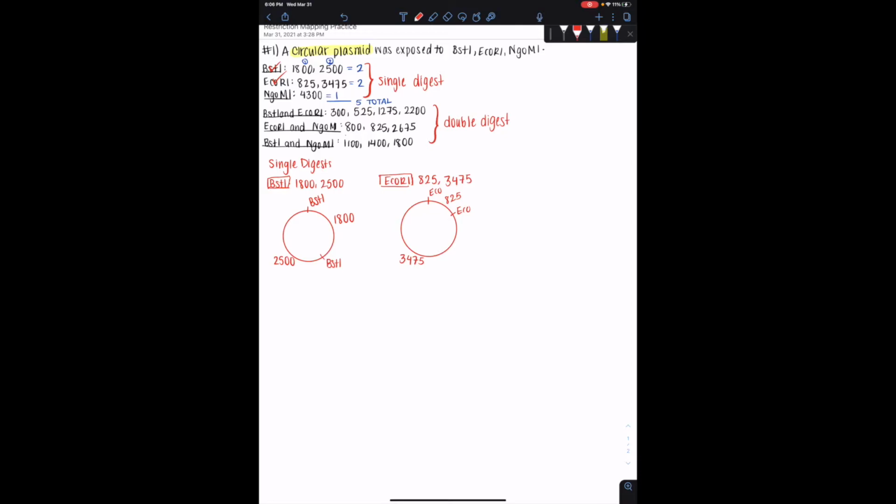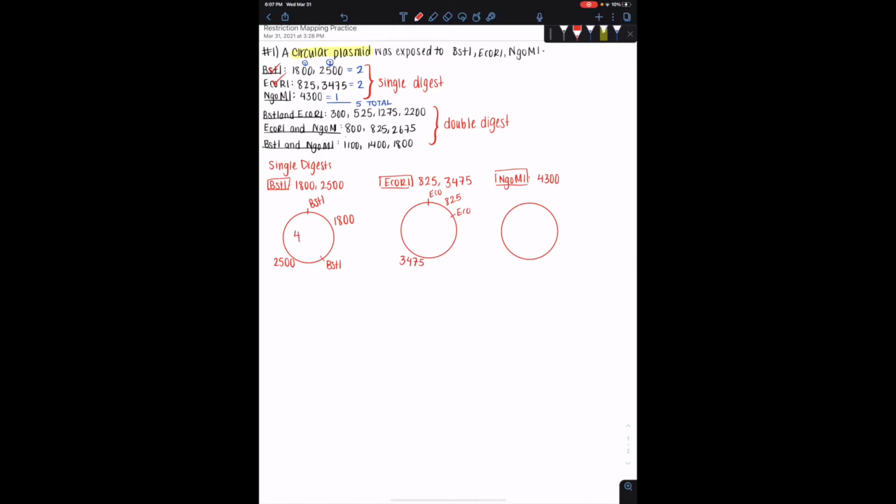The next one we have is Ngo, which only has one cut because it has one number. What's interesting about a single digest with only one cut is that the number is going to be the entire length of the plasmid, which is important because we have to put the entire length of the plasmid in the middle of the restriction map. I'm going to do that right now. For Ngo, you could put the cut anywhere you want. You could put it here, here, here. It doesn't matter, because anywhere you cut once on that circle, it's still always going to give you a line that's equal to 3400.